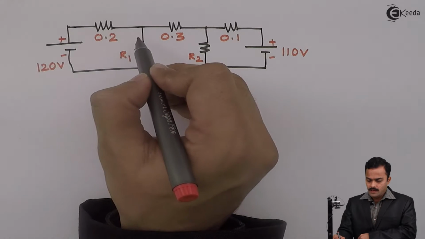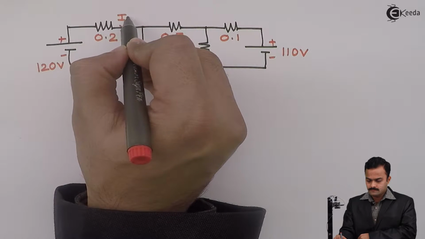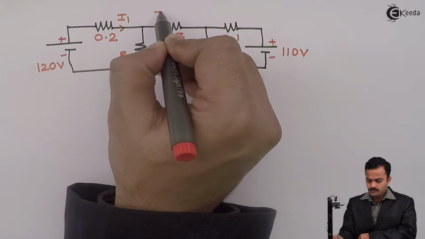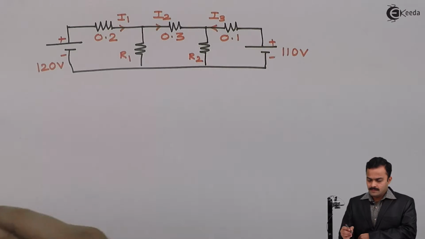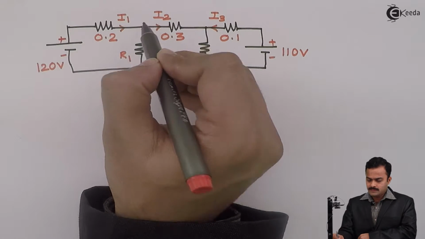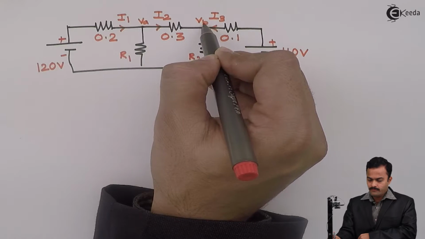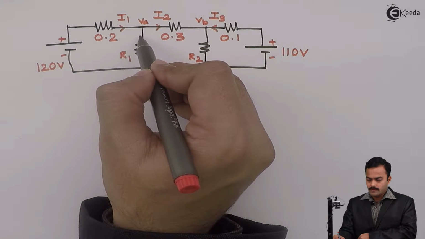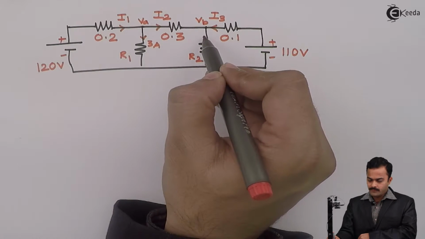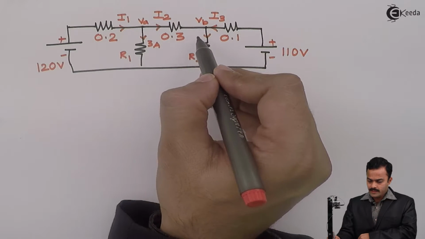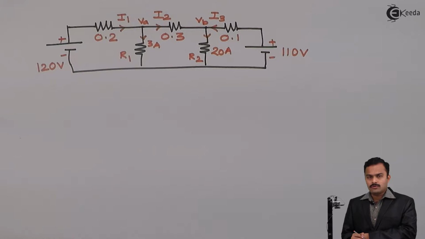and R2, and currents are given, meaning here current is given as I1, I2, I3, and voltages of these two nodes are given VA, VB, and current flowing through R1 is given as 3 ampere and current flowing through R2 is given as 20 ampere. Now objective is to find out all the unknowns.